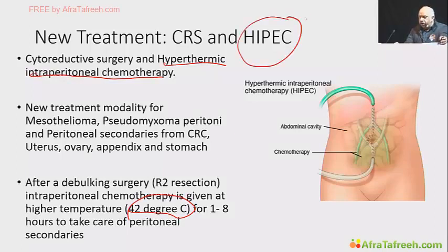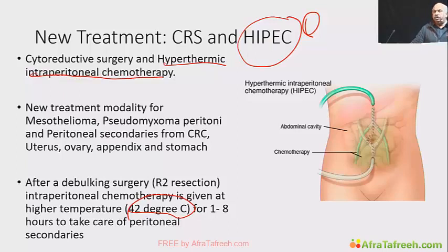This is a new technique being done in India. This machine was bought by AIIMS in 2013. Since 2013, Delhi AIIMS is doing this. Last year I went to Lucknow, someone told me that even in Lucknow, HIPEC is being done. So now in many cities in India, HIPEC is being done. That's why it becomes an MCQ also.